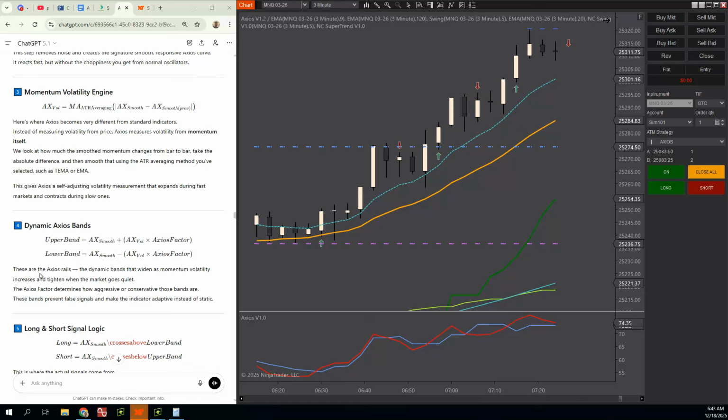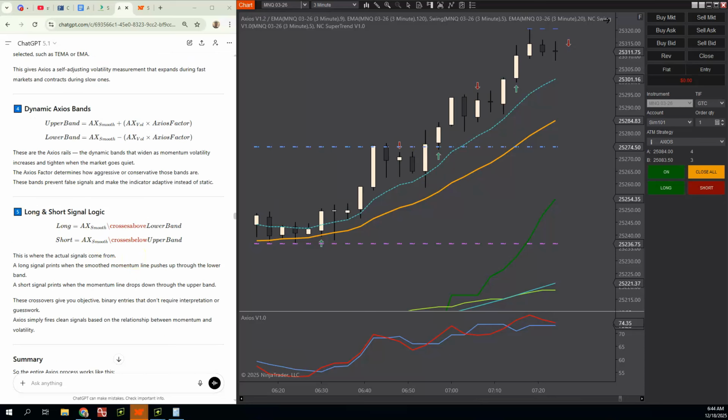So these are dynamic bands that widen as momentum volatility increases, and this is all happening behind the scenes, and then tighten when the market goes quiet or it's more choppy or it's thinner volatility. The Axios factor determines how aggressive or conservative those bands are, basically how fast the red and green arrows are going to flip, and how close together in time they're going to flip. These bands prevent false signals and make the indicator adaptive instead of static. Now, you watch these red and green arrows enough, you will see.